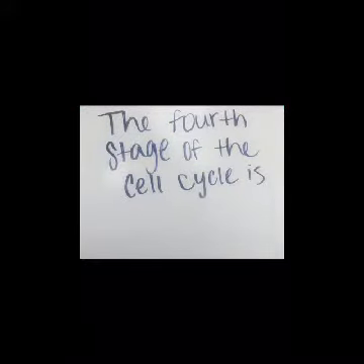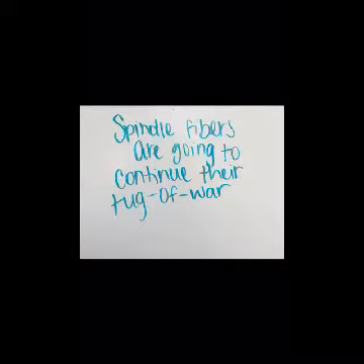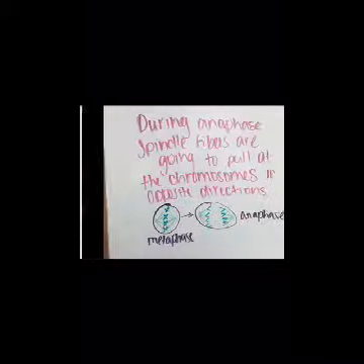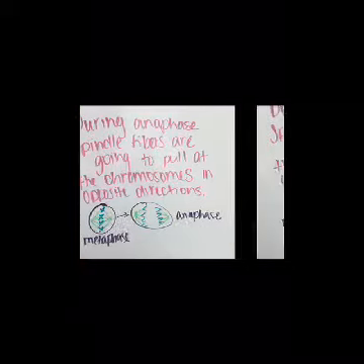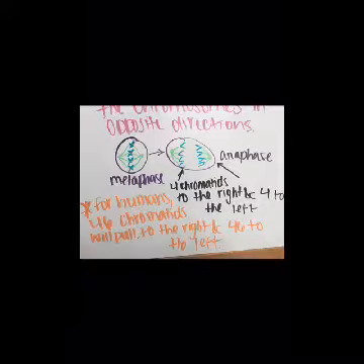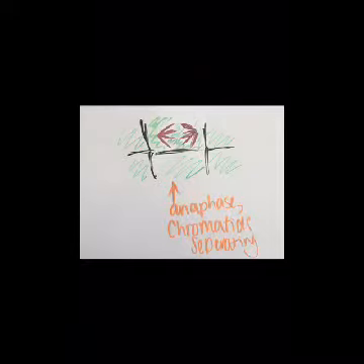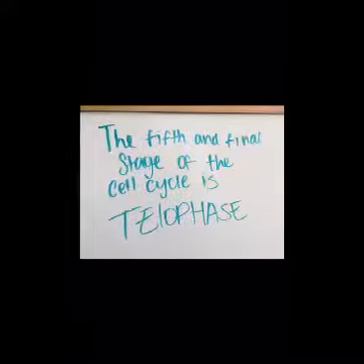The fourth stage of the cell cycle is anaphase. Spindle fibers are going to continue their tug of war. You see? During anaphase, spindle fibers are going to pull at the chromosomes in opposite directions. See? 4 chromatids to the right and 4 to the left. For humans, 46 chromatids will pull to the right and 46 to the left. Anaphase: chromatids separating.